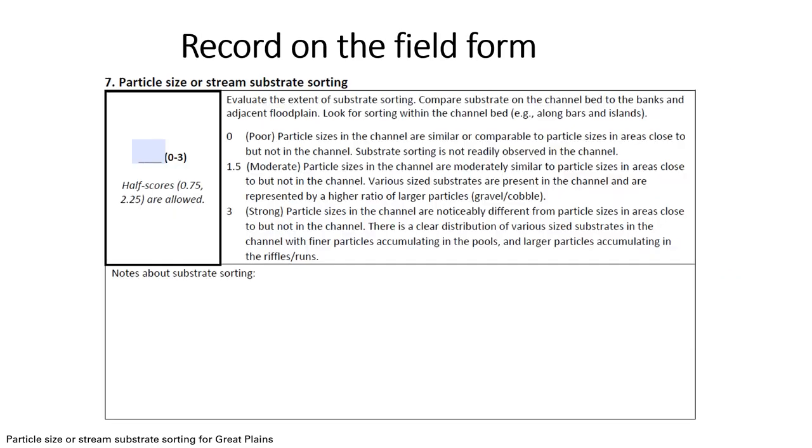This slide shows the field form. Evaluate the indicator over the assessment reach and record the appropriate score. For this indicator, half scores are allowed, meaning 0.75 between weak and moderate, or 2.25 between moderate and strong.